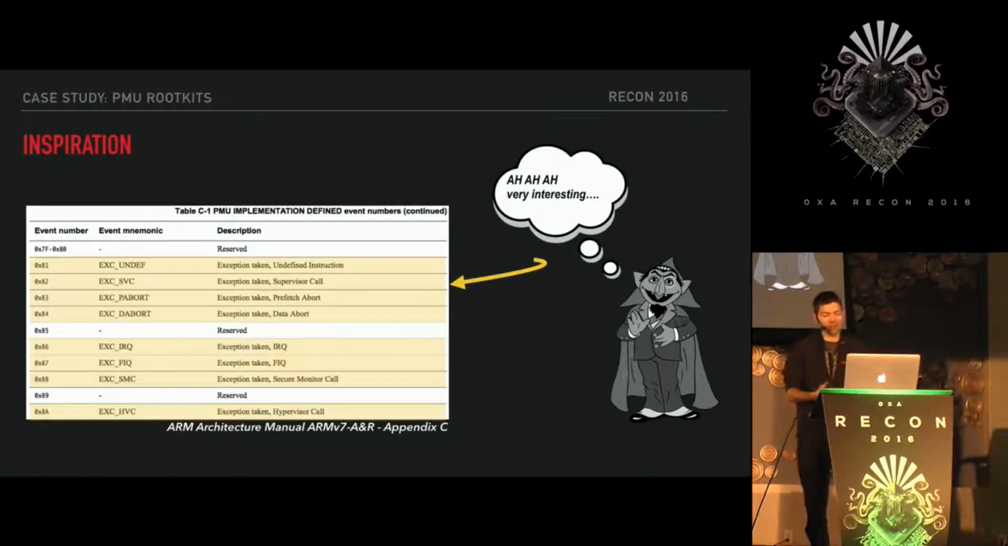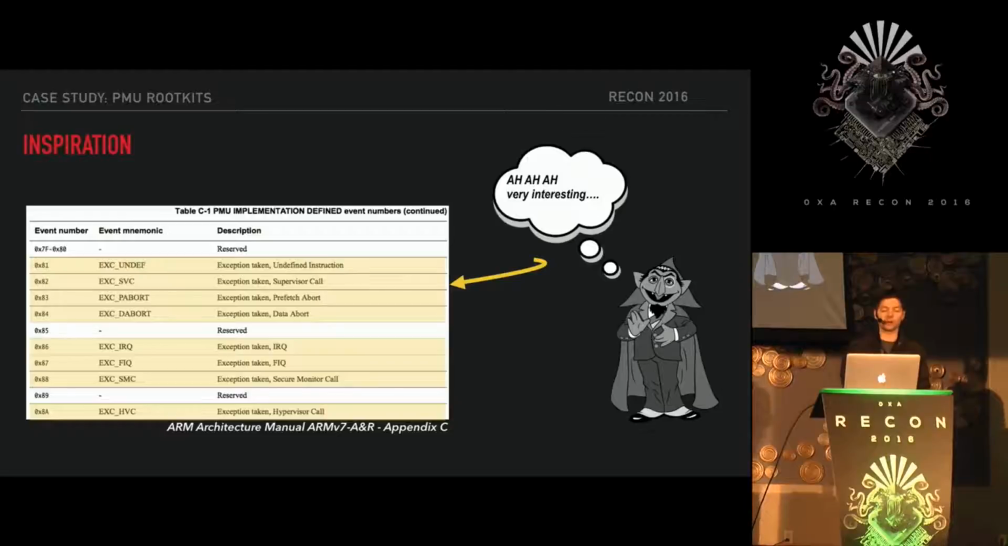So the inspiration for me came while reading the manual. ARM basically has a set of maybe 30 or so events that are considered architectural, and a subset of those are mandatory. But because there's flexibility for vendors to extend the PMU, they have this table that lists recommended event encodings and what they are. And if you notice here, these suggested events basically look like the exception vector table.